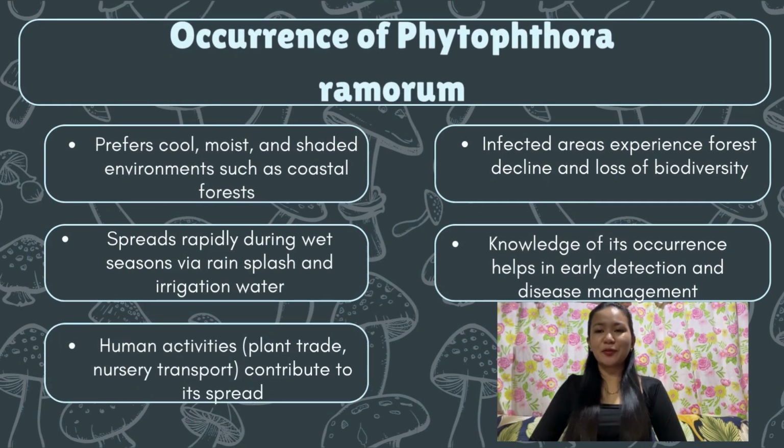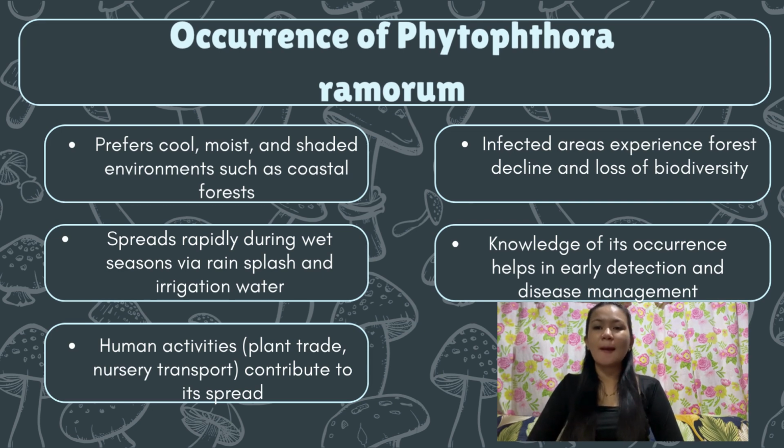This pathogen prefers cool, moist, and shaded environments, which are commonly found in coastal forests and nursery areas. These conditions make it easier for the spores to survive and spread, especially during the rainy season when water movement helps carry the disease from one plant to another. Human activities such as transport of infected nursery plants and soil also play a major role in its spread.